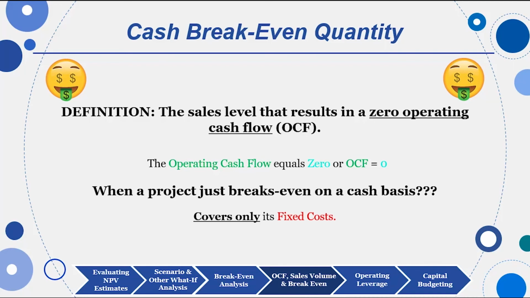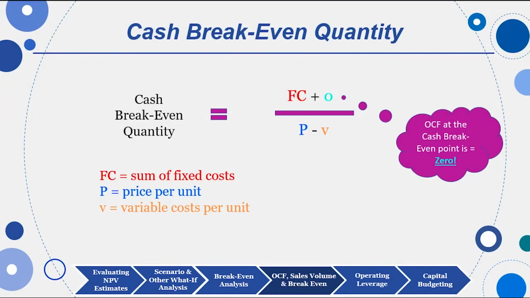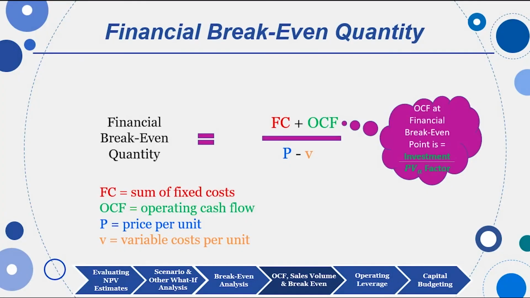And basically, you're just covering your fixed cost. So this is a very low number of units. It has an IRR of minus 100%, something the CFO is not going to want to see. Fixed cost plus 0 over P minus V. And as I said, that results in a very small number of units to break even just on a cash basis. And we'll see an example of that in a minute.